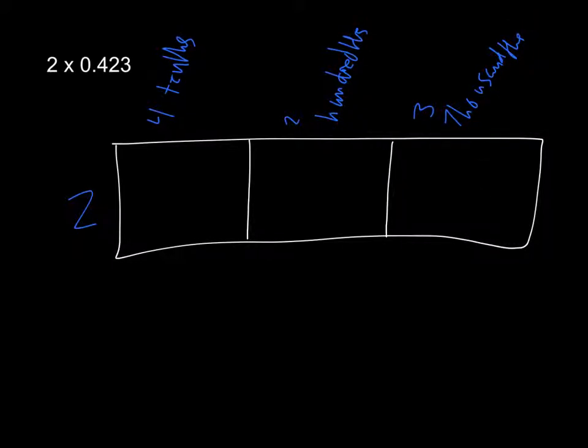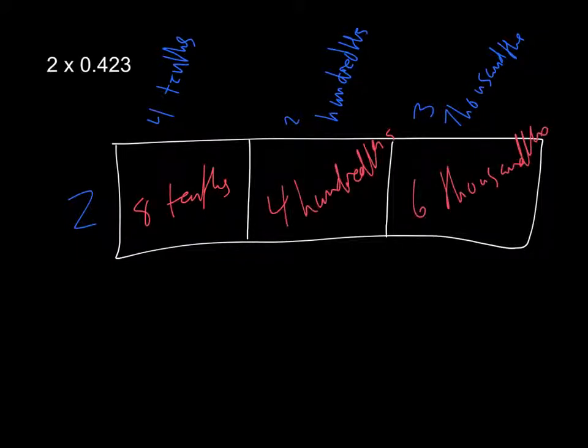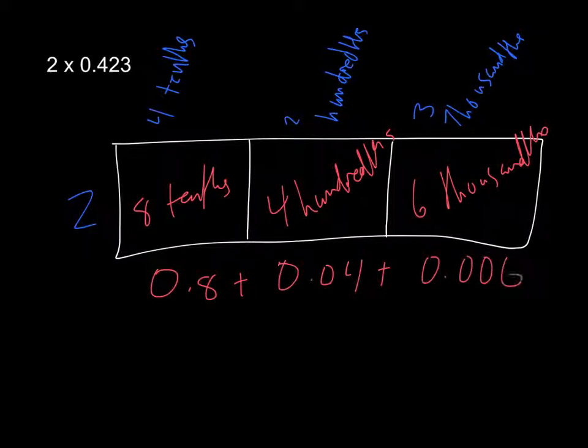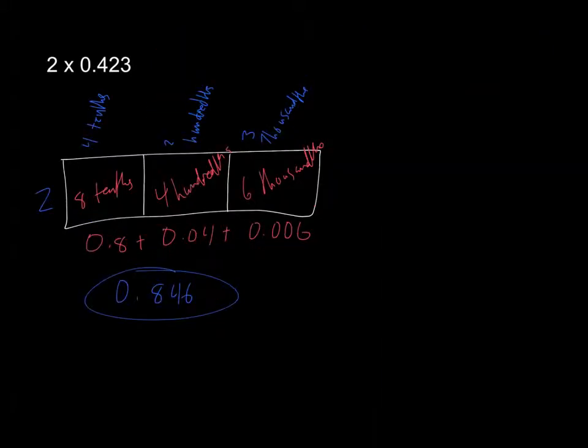And then all I need to do is go through and multiply. So here I have 8/10, 4/100, and finally 6/1000. Then, what helps me is to write the number underneath. So I have 8/10 plus 4/100 plus 6/1000. And then what I can do is add all of these together to have my final solution, which is 0 ones, 846 thousandths.